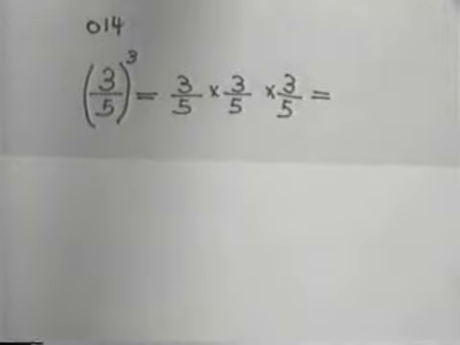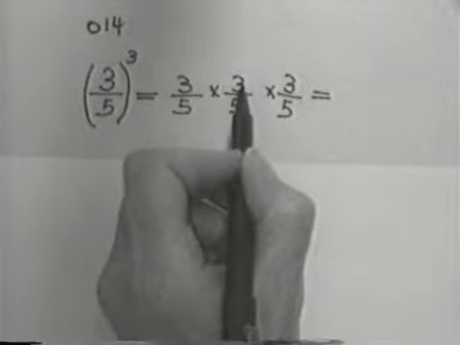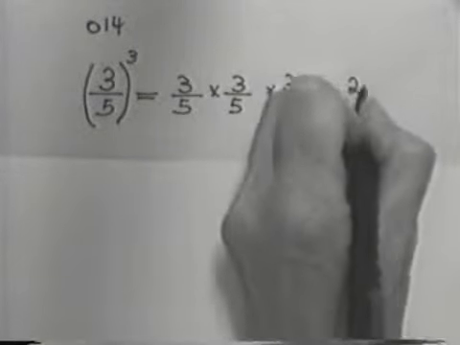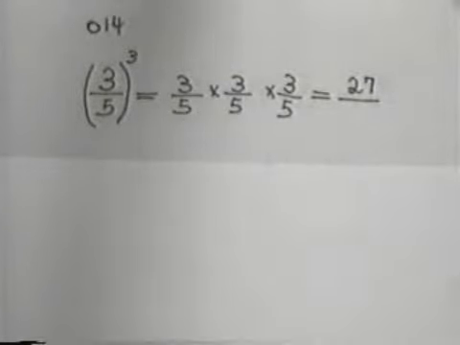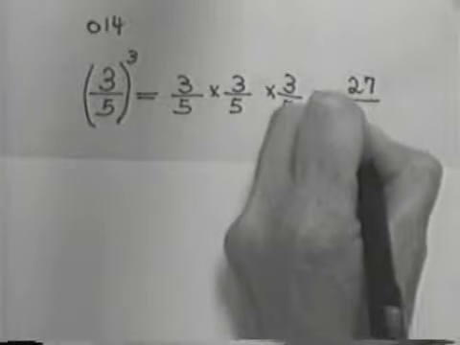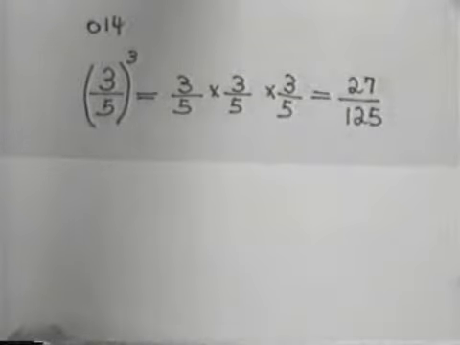To multiply, we look and see if we can reduce, and of course here we can't, so we multiply numerator by numerator by numerator. 3 times 3 is 9, times 3 is 27. 5 times 5 is 25, times another 5 is 125. So 3/5 raised to the third power is 27/125.